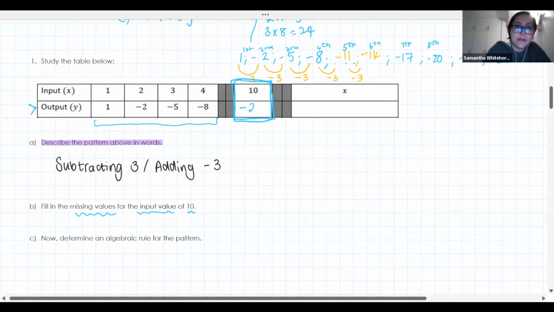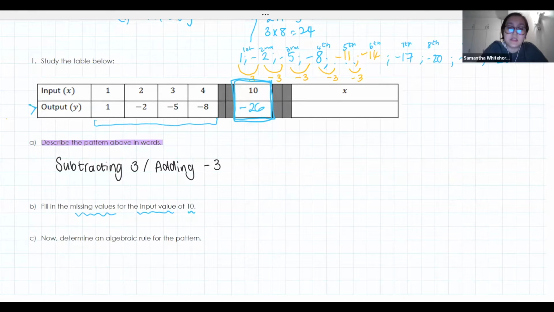So we could just keep going and find our 10th term. That's fine. The problem is, like I say, what happens if I'd given you an input value of 70 or 92 or 123? You don't want to write that pattern all the way out. You want a quick way to get there.